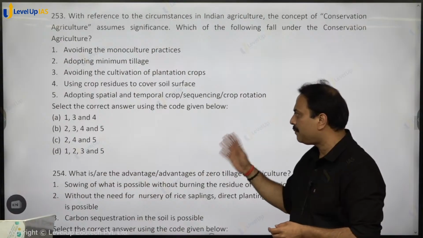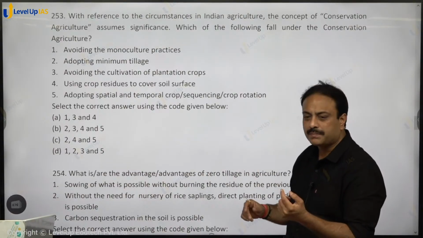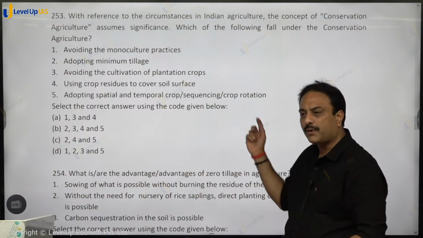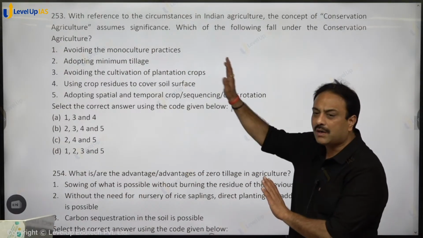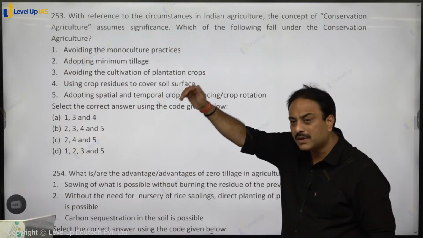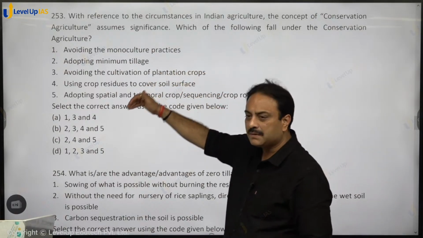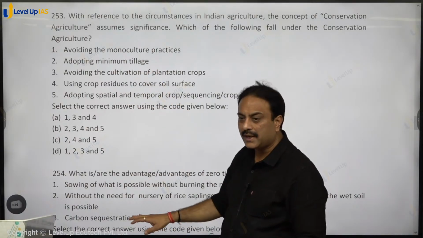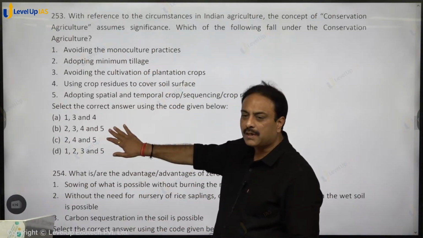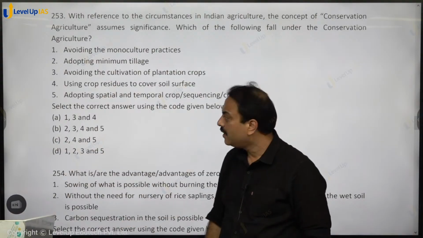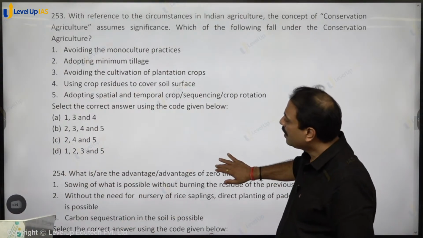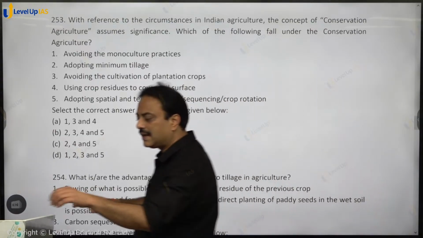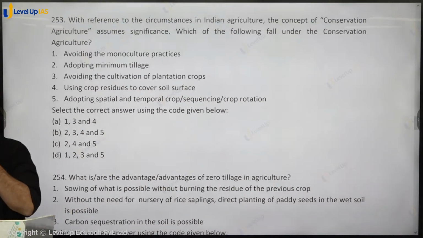Adopting spatial and temporal crop sequencing. Crop sequencing means which crop has to be grown one after another, or crop rotation. That is a part of conservation agriculture. Because statement 1, if it is marked over here, it is going with statement 3. And other statements are also correct. So the most appropriate answer to this question becomes 2, 4 and 5. That is option C, C for cat, the right answer. That is conservation agriculture.